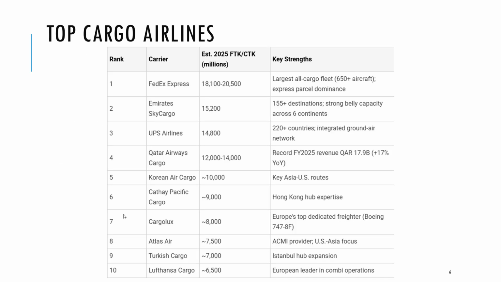Here are the top cargo airlines, estimated from 2025. That's the most recent stuff I could find. FedEx Express. Then we see UPS is down at number 3, Qatar number 4, Korean, etc., all the way down. And I went ahead and put the key strengths for each one of those.